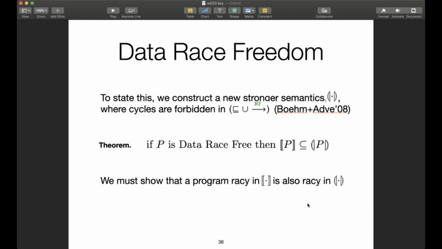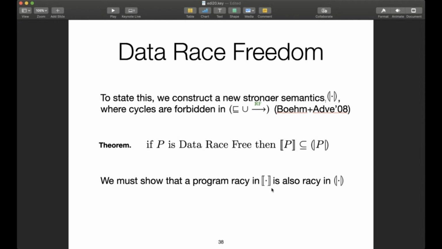We have a proof of data race freedom for this semantics, and this turns out to be a really big proof. The way we do it is we relate it to the Batty et al. semantics. This was a very early C++ semantics for that memory model, and it has this program order union RF acyclicity. We relate our semantics to theirs and say if we're data race free, then the behavior of our semantics is a subset of the behavior of their semantics. And we show that a program that's racy in our semantics is also racy in theirs.